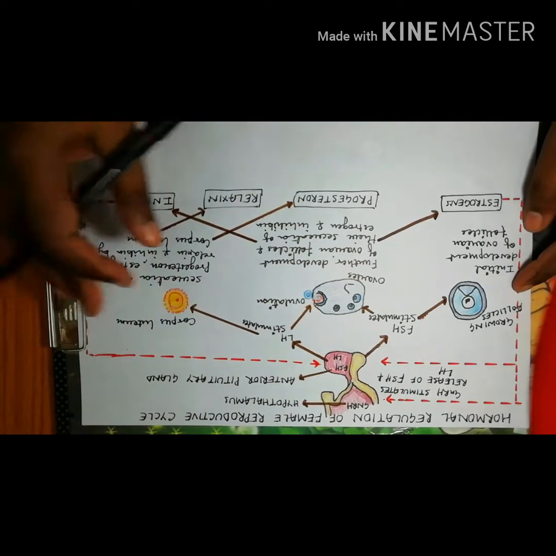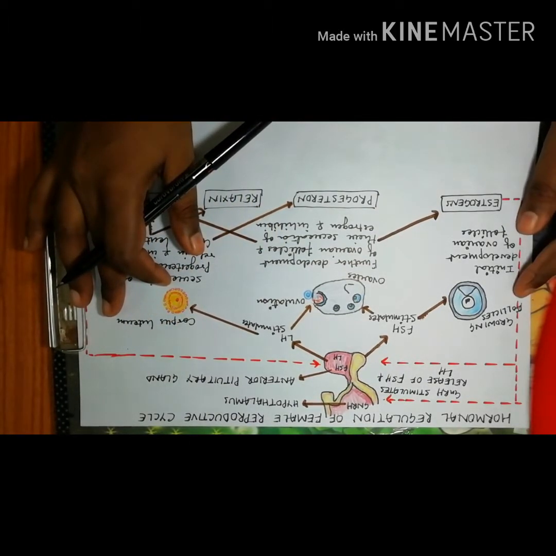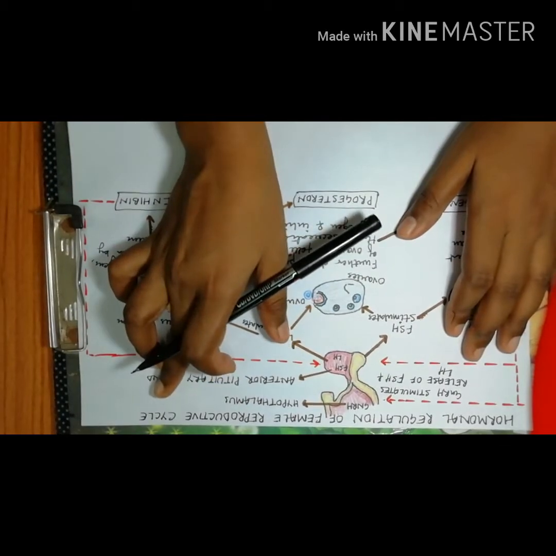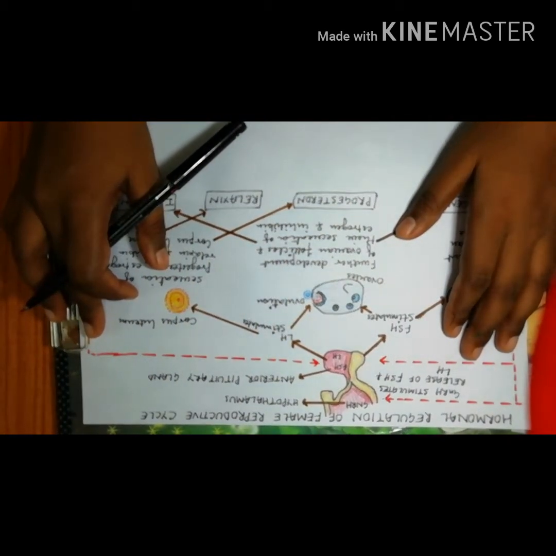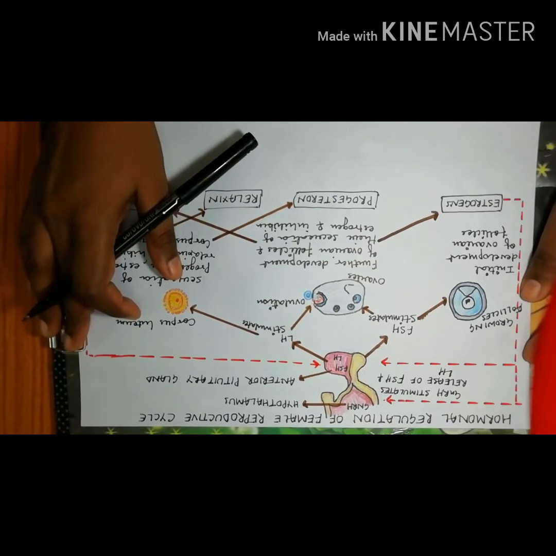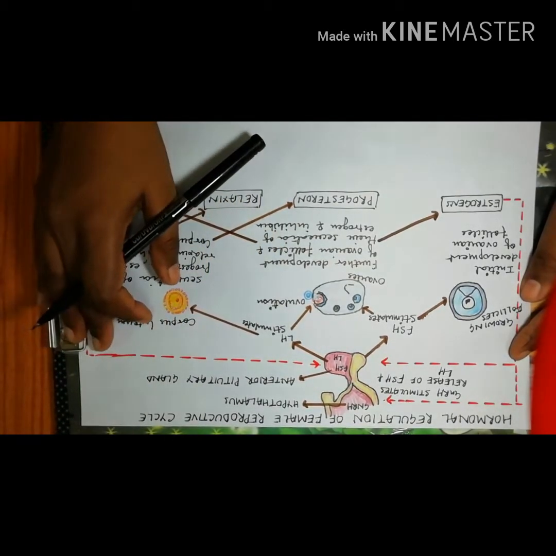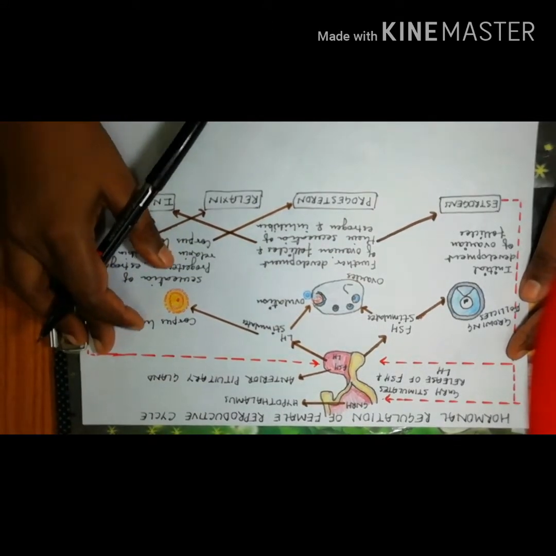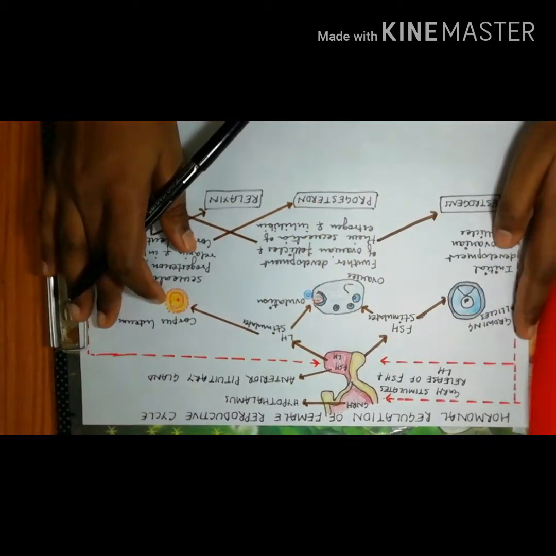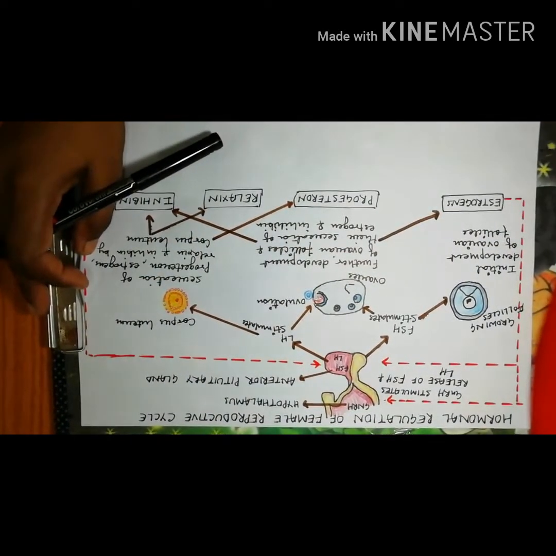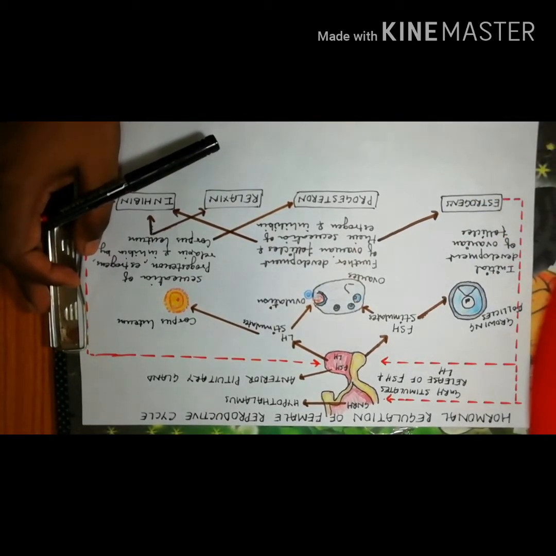So actually I have divided this video in two parts. In the first video we will discuss the female hormonal regulation of the reproductive cycle. The video will not go so long and you will not get bored, so I have divided this video in two parts. In this video we will start this, and in the next video we will discuss what actually happens in the menstrual cycle. As you are all watching, this diagram looks so complicated, but don't worry, I made it a bit easy. You will not get any problem related to this diagram.